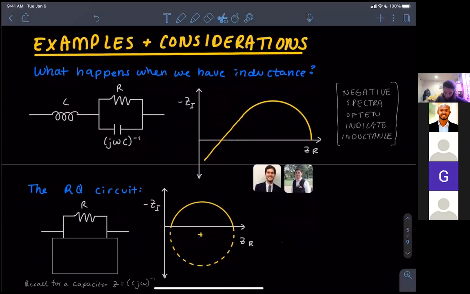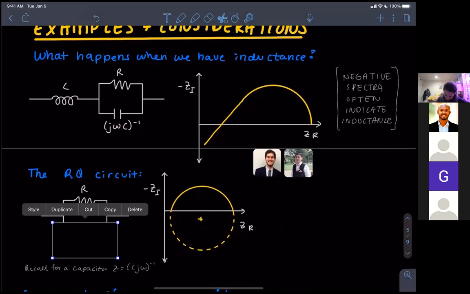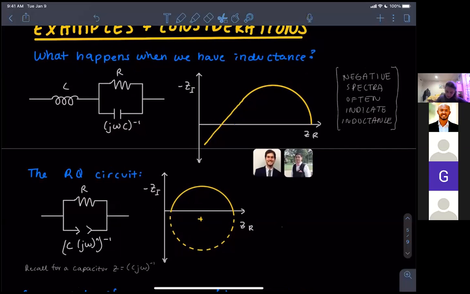Okay, then I want to talk about the RQ circuit. I don't frequently use this to fit my data. I try to stick with RC circuits, but this is something that was highlighted in Mary Louise's thesis, so I figured I'd touch upon it as well. And so instead of this resistor here in parallel with a capacitor, what we have here is something called Q. Essentially it is just the capacitance raised to some value, the j omega raised to some value n.